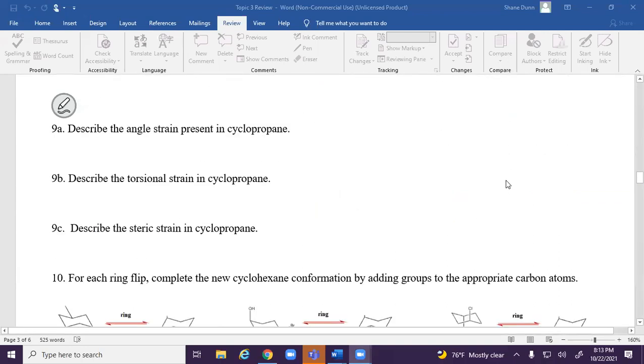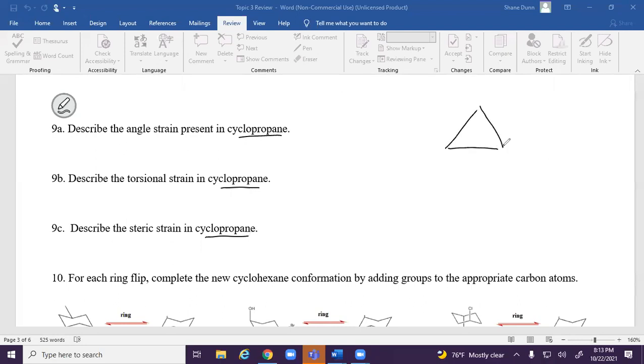Just try the angle strain present in cyclopropane. Okay. So what's cyclopropane? It's a triangle. This guy is very special. He is the smallest ring structure we have. So guess what? He's questioned a lot. Hint, hint, wink, wink. He has the highest angle strain. Each angle here is 60 degrees.